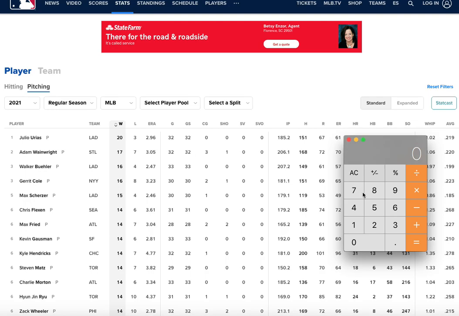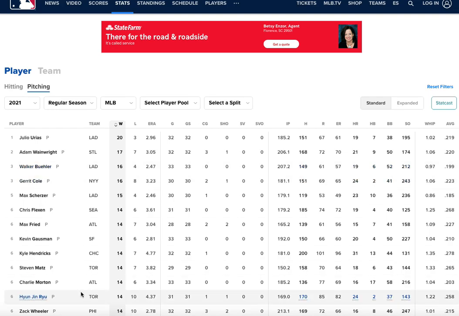He pitched 206 innings. So we take 206 divided by 32 starts. He was averaging 6 innings a game. Let's look at Garrett Cole here. Had 30 starts, 181 innings pitched. This is year-to-date stats from last year divided by 30, 6 innings. So your starting pitcher, even if they're good, they're only pitching 6 innings.